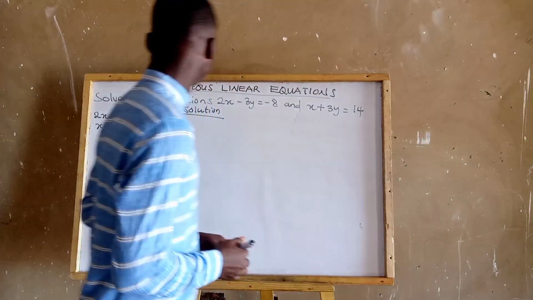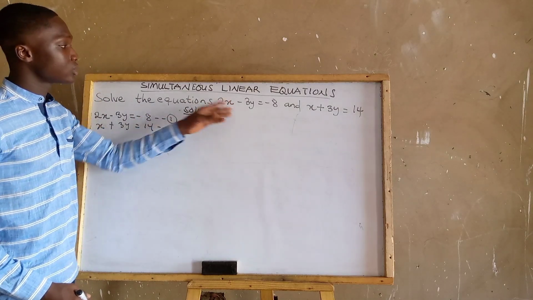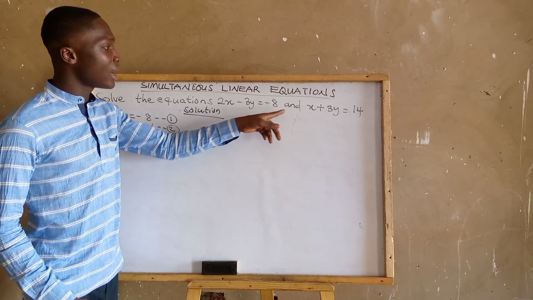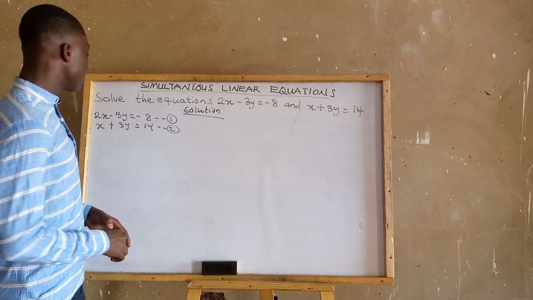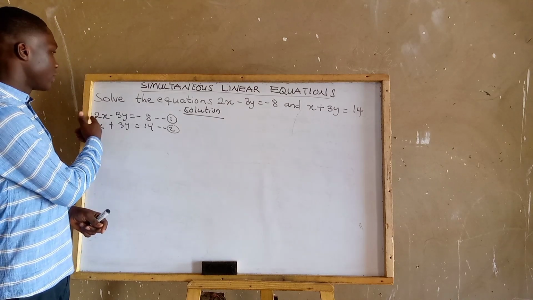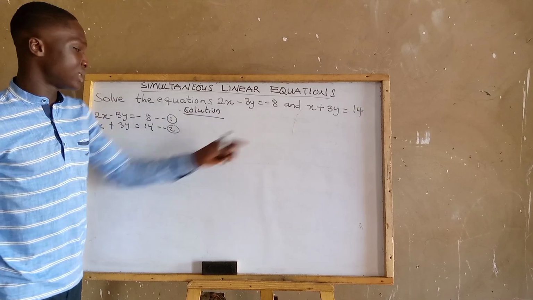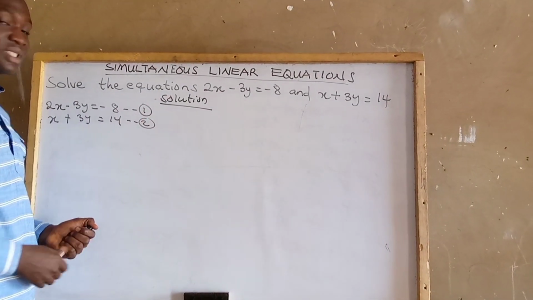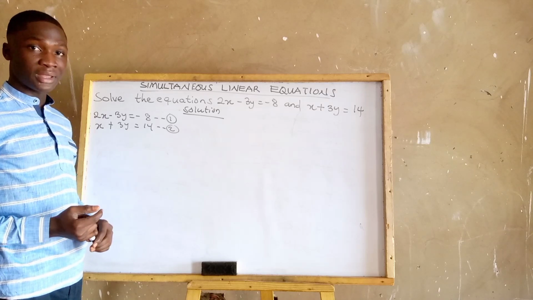So we have to solve the equations 2x minus 3y is equal to minus 8 and x plus 3y is equal to 14 simultaneously. So we have the first equation as equation 1 and the second equation as equation 2. So how can we solve these two equations simultaneously? Note that we are using the elimination method.